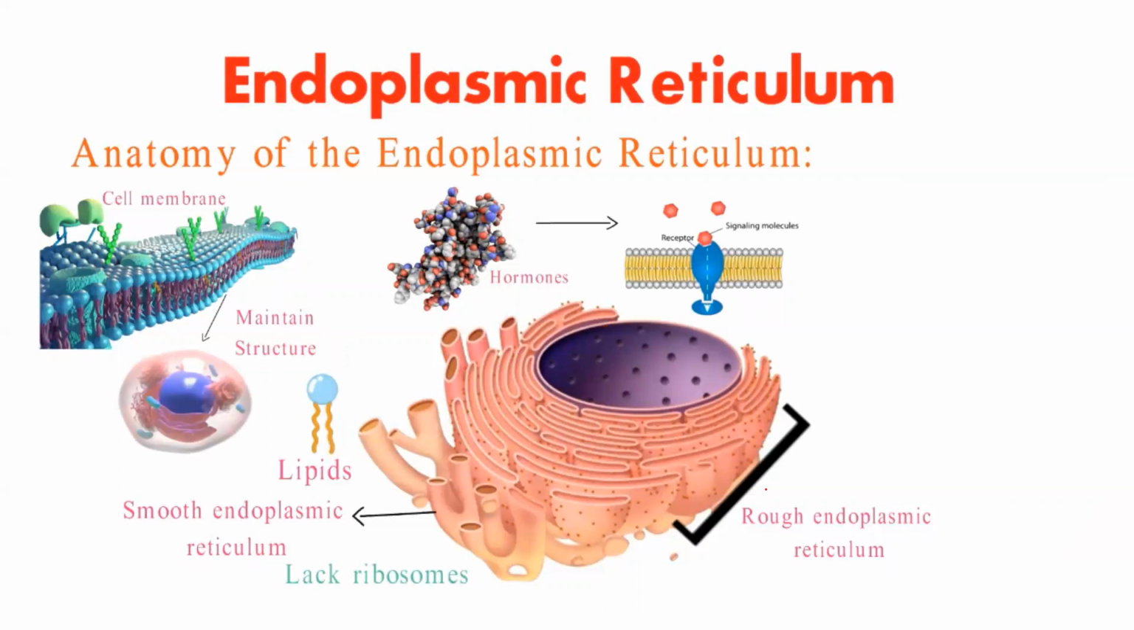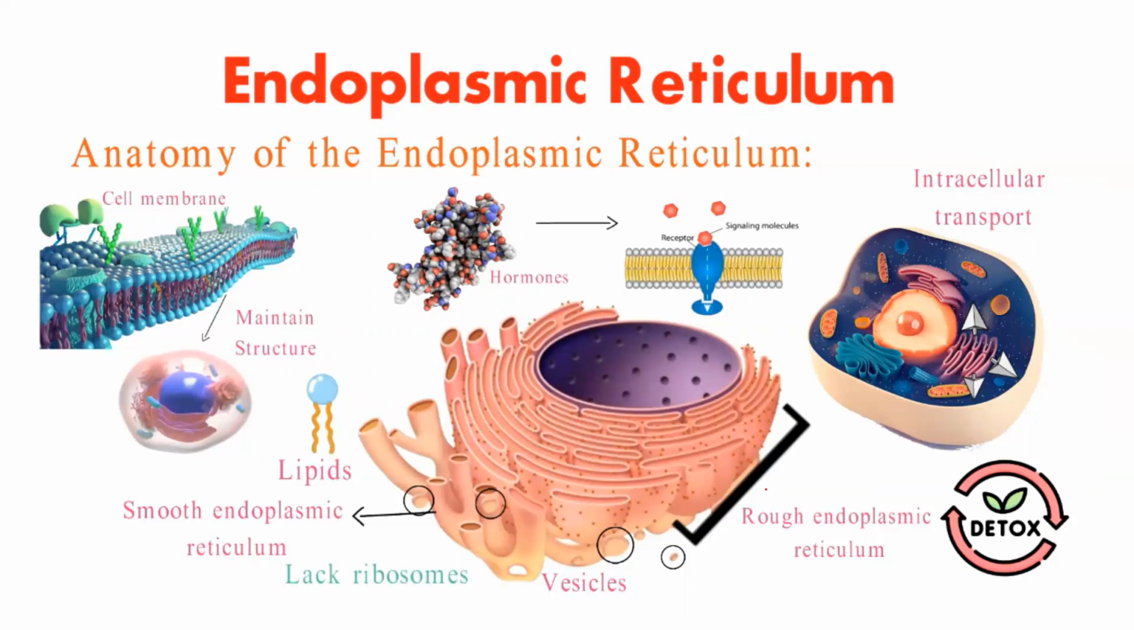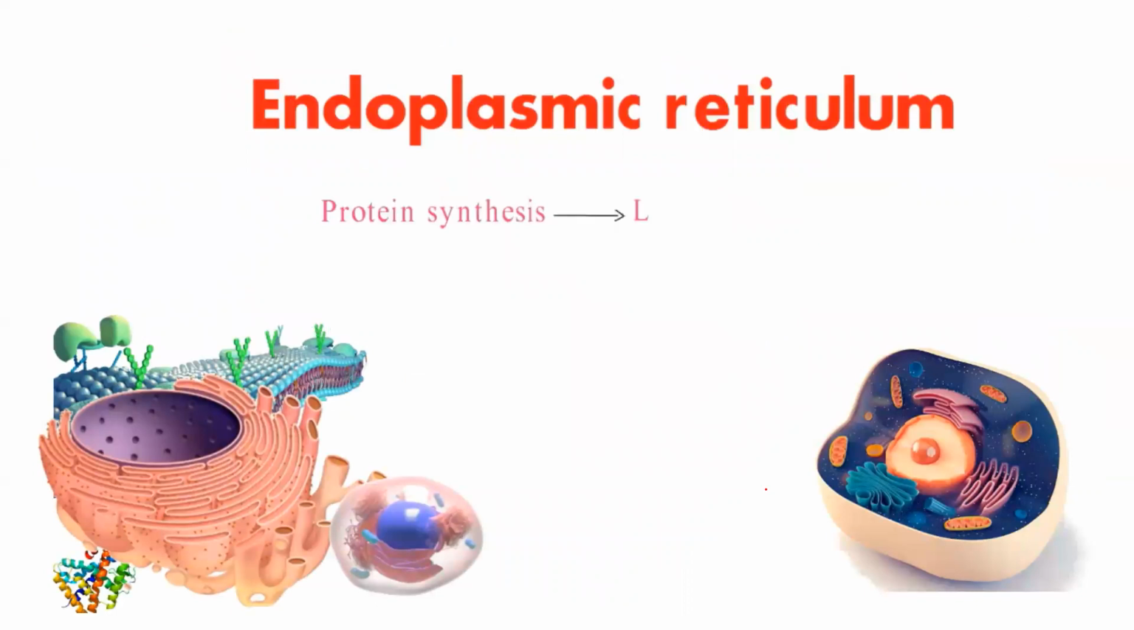Hold on to your seats, because endoplasmic reticulum also plays a pivotal role in intracellular transport. It's like a busy highway network within the cell, allowing materials to move from one part to another in tiny bubble-like structures called vesicles. But wait, there's more. The smooth endoplasmic reticulum isn't just about lipids. It's also responsible for detoxifying the cell. It's like the cell's detox center, breaking down harmful substances. So, there you go, the endoplasmic reticulum, a multitasking marvel within our cells. From protein synthesis to lipid production, quality control to detoxification, this cellular factory keeps things running smoothly.